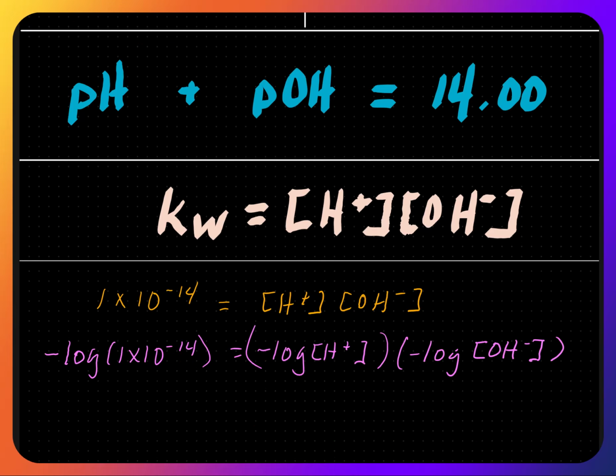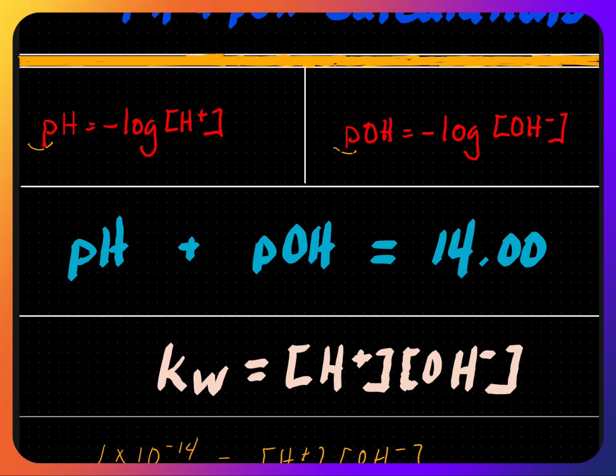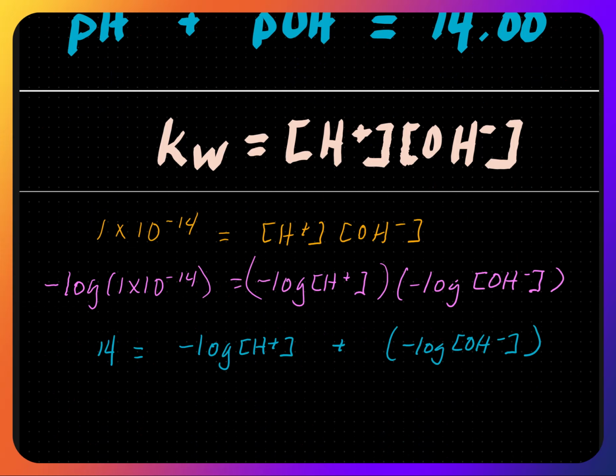The negative log of 1 times 10 to the negative 14 is 14. To calculate multiplied logs, we must add them. So I rearrange this and this becomes negative log H+ plus negative log OH-. So if we look above, pH is equal to negative log of H+, pOH is equal to the negative log of OH-. So we could substitute that in. So 14 is equal to pH plus pOH. This is how we get this above equation here.